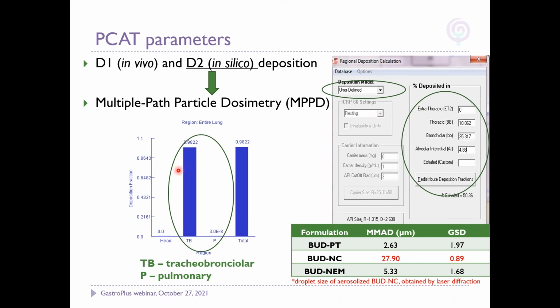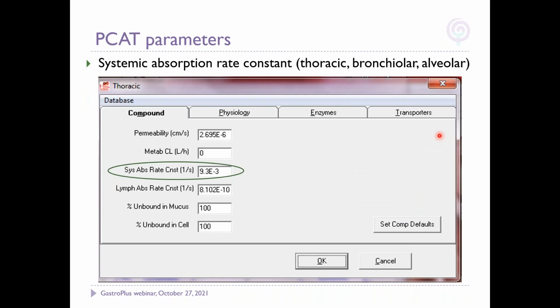MPPD data on tracheobronchial deposition were converted to PCAT thoracic and bronchiolar data based on the ratio of surface areas between thoracic and bronchiolar regions. Systemic absorption rate constant from pulmonary compartments was identified as a parameter that needs to be optimized, as I shall explain later.